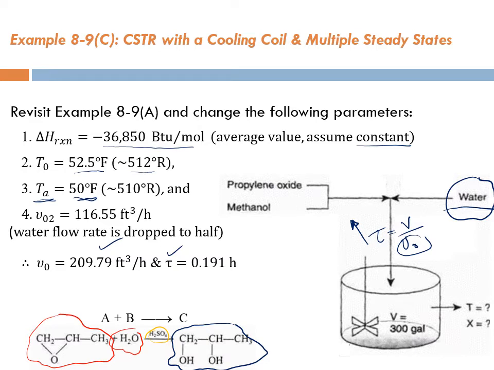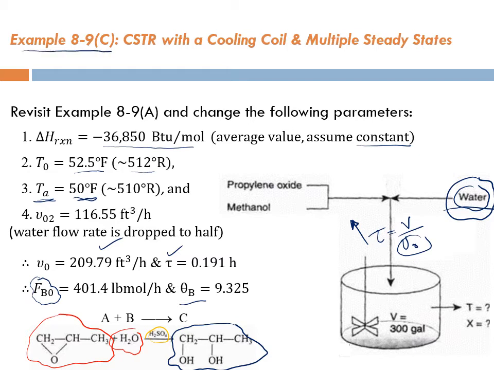Yeah, of course, you got it right. When you change the volumetric flow rate of the water, obviously you're changing the entering molar flow rate of water as well, which you are dividing into half. And that will also affect theta B, as you can see. These are the changes that we introduced to example 8.9a, and now we have a new example, 8.9c. Again, a CSTR with a cooling coil and multiple steady states.